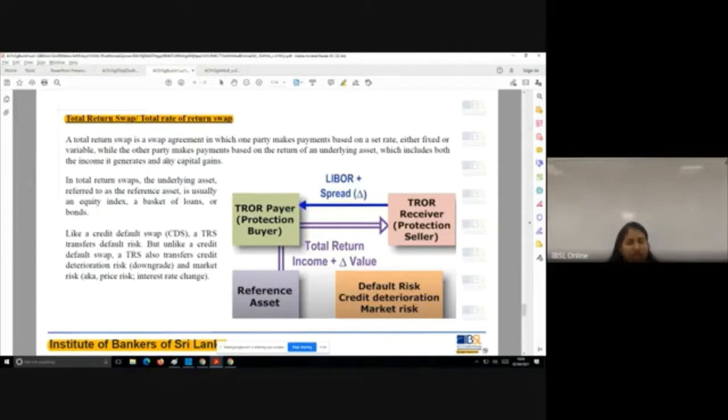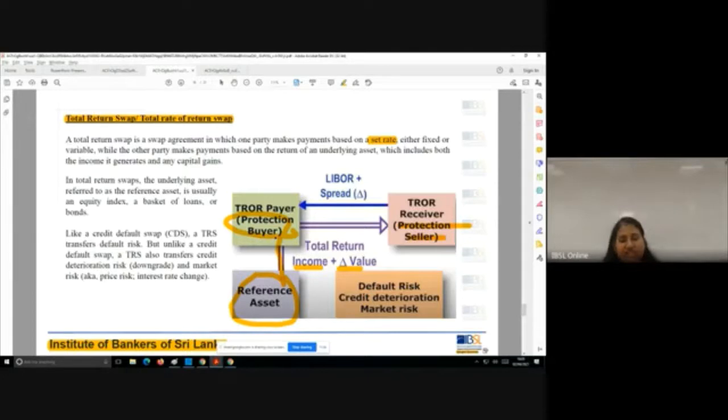How does it work? An investor has a reference asset. He or she agrees that total return from this asset, which means periodic income and any other capital gain, any other appreciations or depreciations in the value of that investment, will be transferred to the protection seller. Protection buyer, what do they get in return? They will get a set rate. Now, in this example, it is floating. It can be fixed as well. They get a set rate in return.